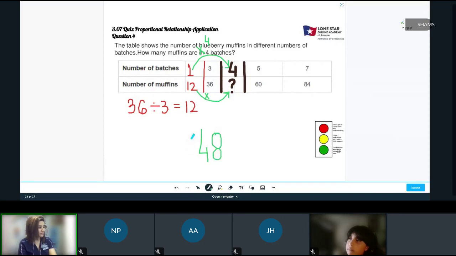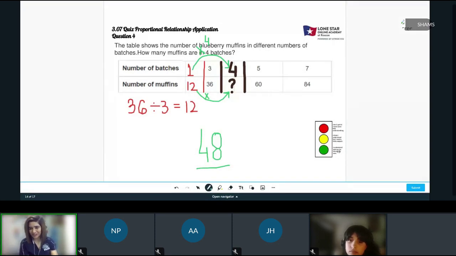That is going to be the answer. The cost of 4 batches. Is it cost or is it number of muffins? It's number of muffins. So there are going to be 48 muffins in 4 batches. Hooray, very good. Or add another 12. That also works.